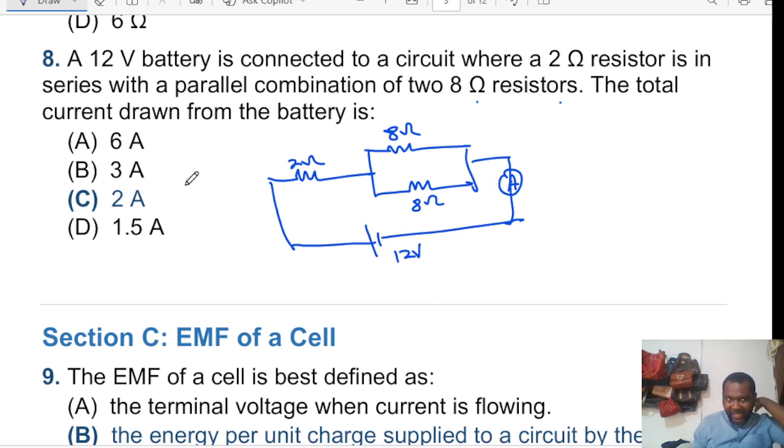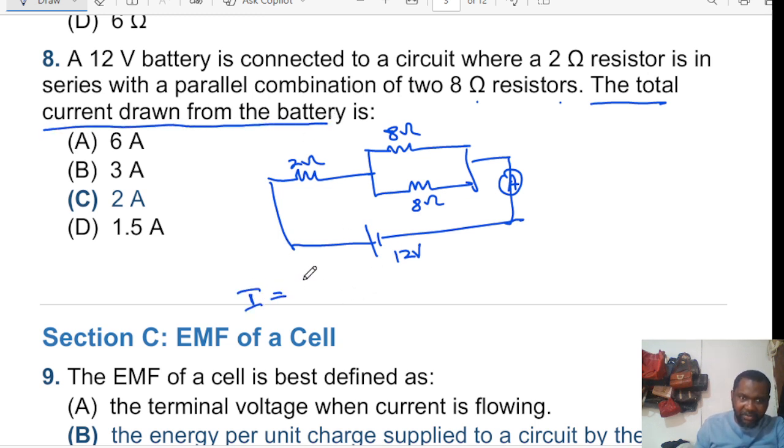Now, I am asked to find the total current drawn from the battery. The formula for total current is simply V over R. That means voltage over resistance. Always note that, according to Ohm's law. But we can't use this formula directly since we have a combination of resistors.